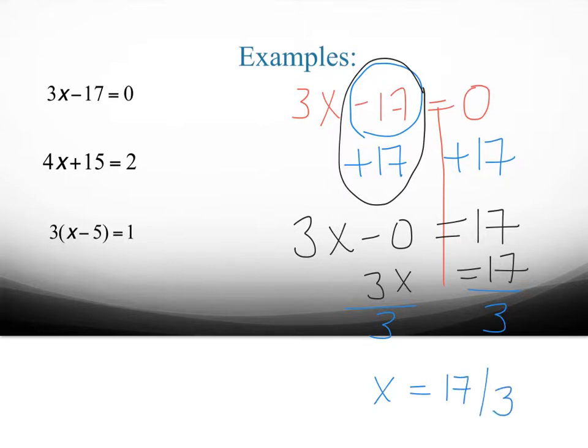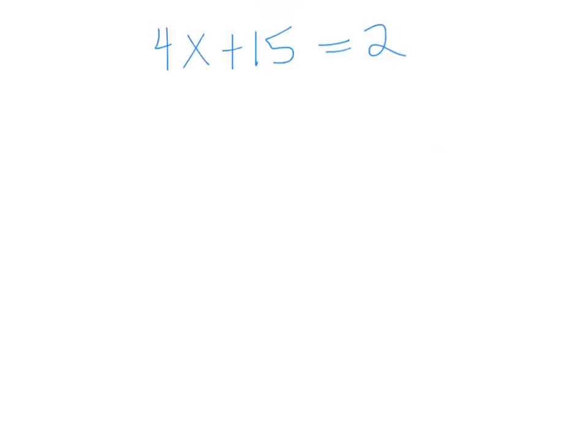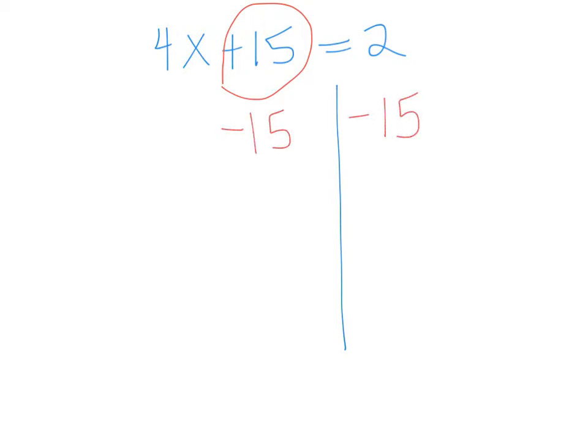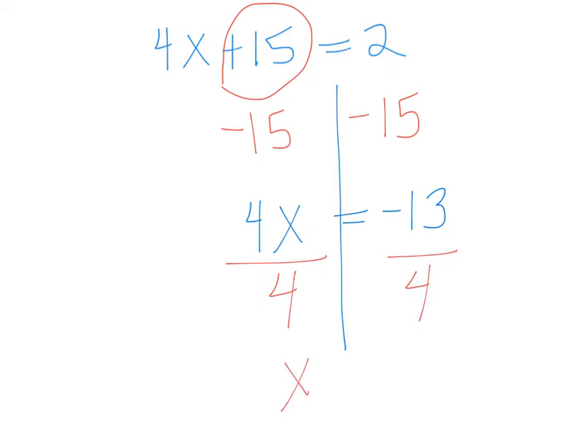Let's look at the next one. The next example is 4x plus 15 equals 2. So let's draw our line down. We have a positive 15 or a plus 15 happening here. So what undoes that? Subtraction. So now we've got 4x on the left. I'm not going to include the plus 0 this time. And you have to be able to add and subtract integers. So 2 minus 15 is going to give us negative 13. Next step is to divide both sides by 4. So x equals negative 13/4.